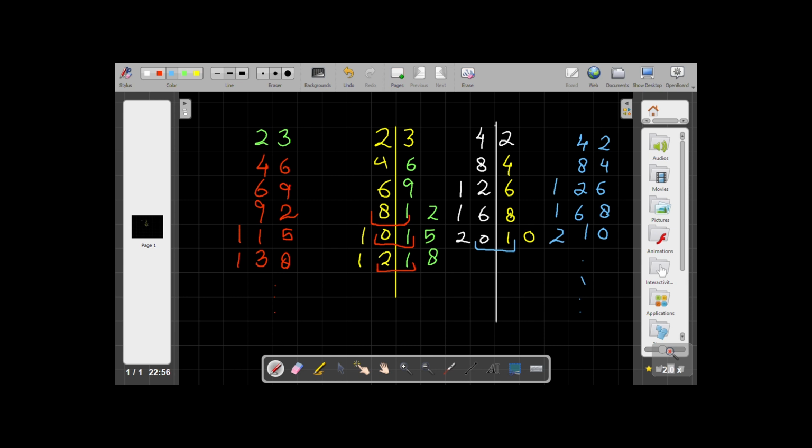And this trick will be very helpful when you are learning to divide by any two-digit number.